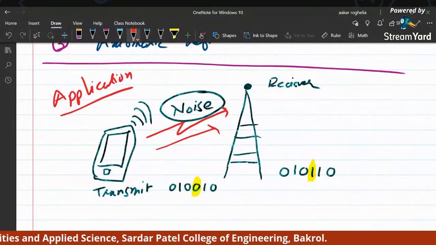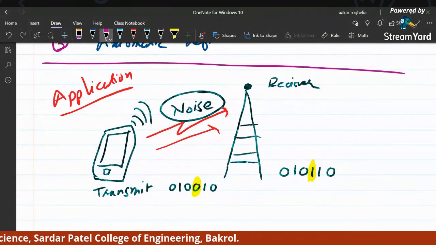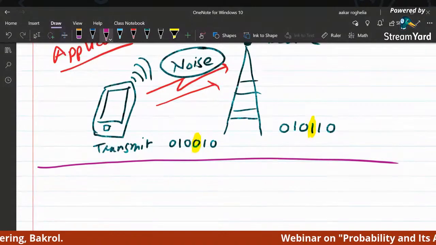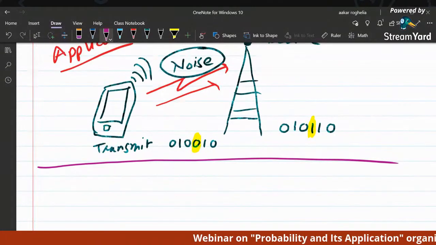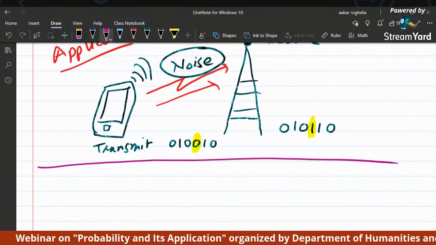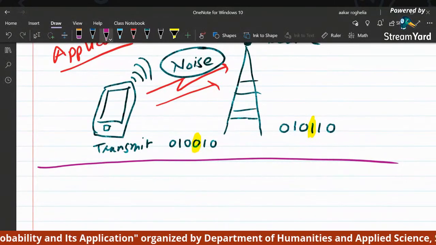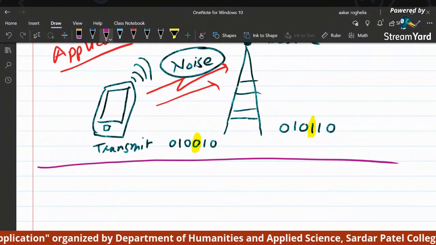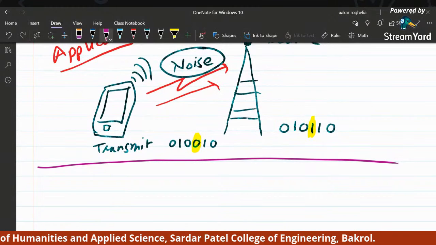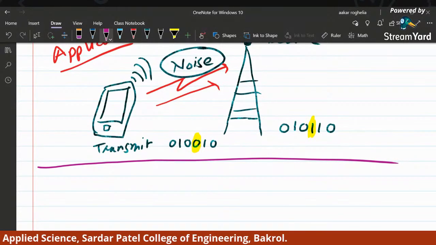If you want to remove some error in this case, what is to be done? How will you go for that? Or what steps do you have to take? Those answers are given by the probability, that you use this type of result. This probability theory is used extensively in modern communication mainly. So this is just one example.